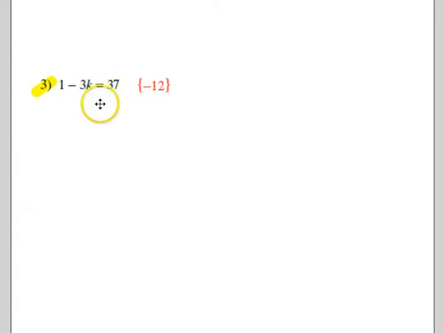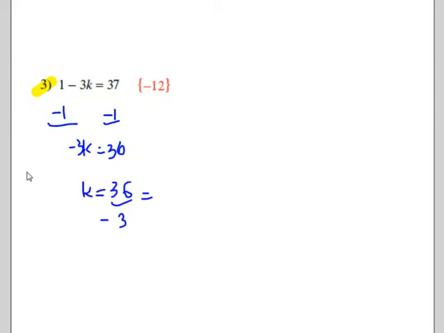Next one, I want to get k by itself, and there are two things happening to it. The first thing I'm going to move is that 1. I subtract it away from both sides. Now I've got -3k is equal to 36. 37 minus 1 is 36. Sorry about the handwriting here. It's not easy to use the tools that I have sometimes. -3k, I've got to get rid of that -3. I want k by itself. So I divide both sides by -3. 36 divided by -3, that's what I told you the answer should be. 36 divided by -3 is -12.